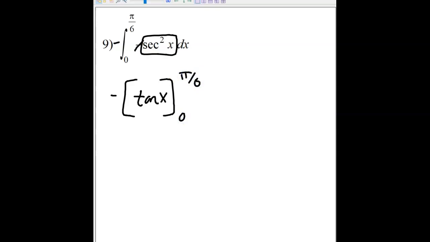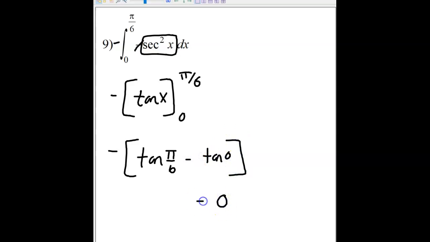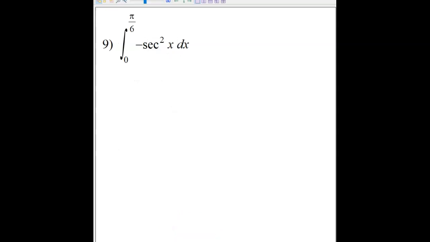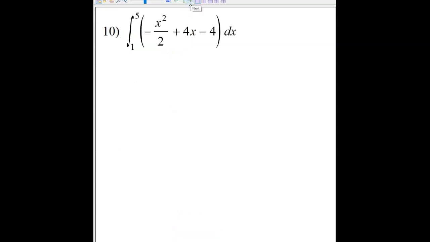Then we go ahead and do our plugging in. Tangent of 0 is 0. And tangent of pi over 6, I believe, is radical 3 over 3. And so the final answer is negative radical 3 over 3.